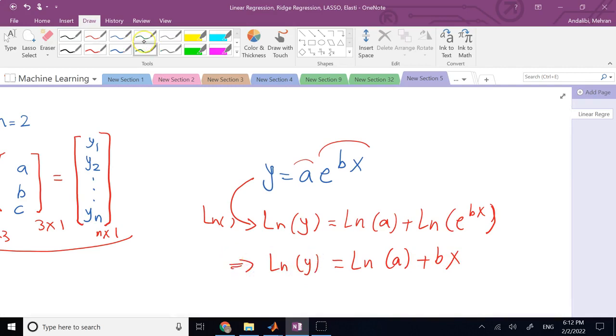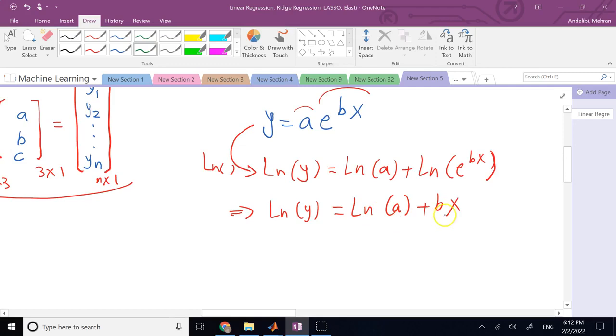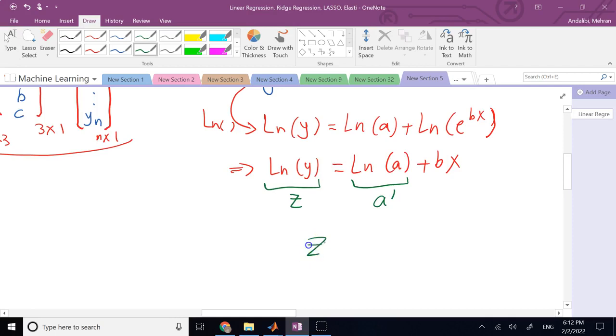So now if you look at this, this is very similar to the relation of a line. If you call this guy z, and if you call this new one maybe some a prime, or maybe call it c, you don't have to call it a prime, then your relation is like this: z equals c plus bx, you see? Clearly it's a polynomial again. But instead of y on the left hand side, you have natural log of y. And the c that you will get is going to be natural log of a.